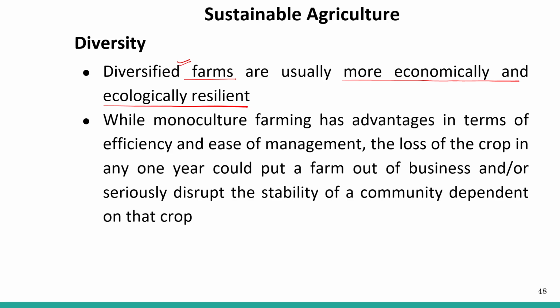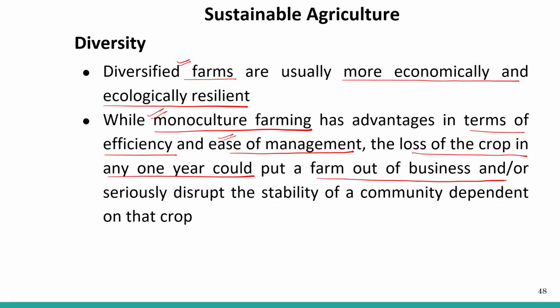So while monoculture farming has advantages in terms of efficiency and ease of management, it is very clear that if we are following monoculture, then it is very easy, all the ins and outs of growing that particular crop, so it is very easy to grow. But the loss of the crop in any one year could put a farm out of business or seriously disrupt the stability of a community dependent on that crop.